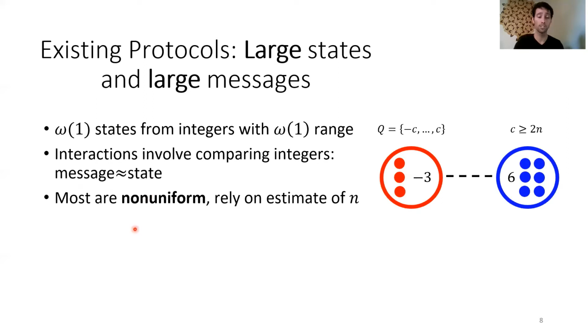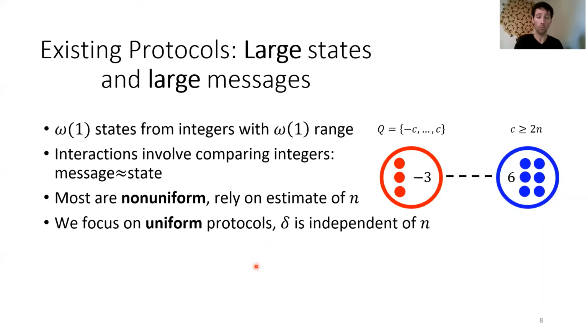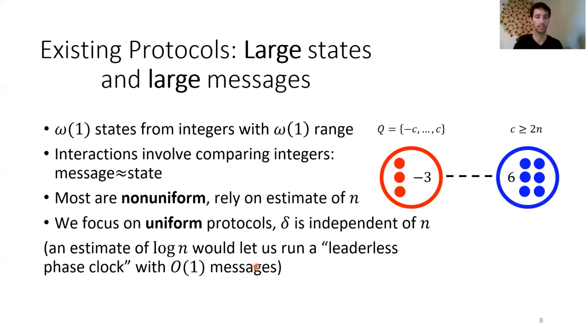In addition, most of these protocols are non-uniform. They somehow rely on an estimate of n. Here, we needed the constant c to be at least as big as 2n. In our work, we instead focus only on uniform protocols. So our transition function is independent of n and has to work for any possible population size. Now, if we allowed non-uniformity and had an estimate of log n, there's a standard technique called a leaderless phase clock we could use and achieve more powerful results with constant messages. But we do not give ourselves that power in the work we consider.